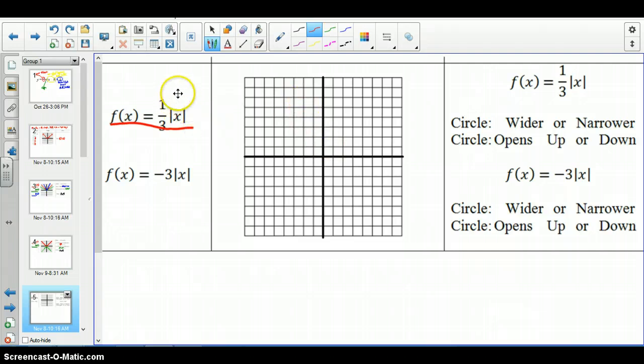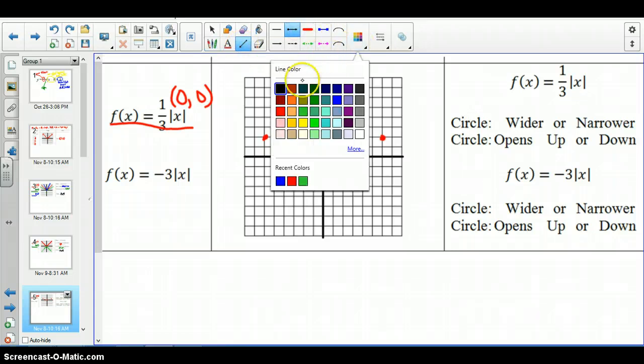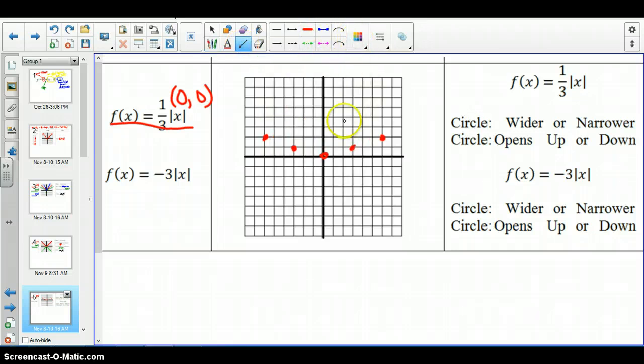So 1/3 x, nothing inside the absolute value, nothing behind it, so our vertex is 0, 0. My slope here is 1/3 and it's positive, so it's going to open up. So I go up 1 to the right 3, and I go up 1 to the left 3. I'm going to draw my line. Okay, now I'm going to do my next one.